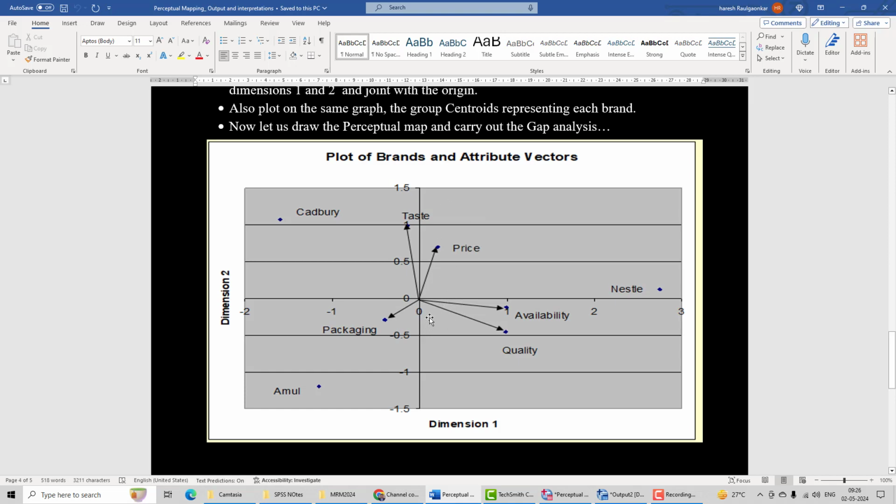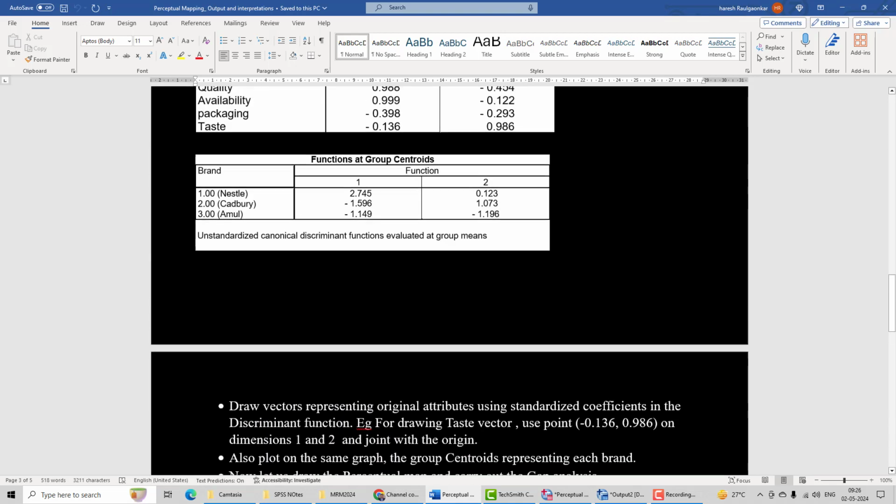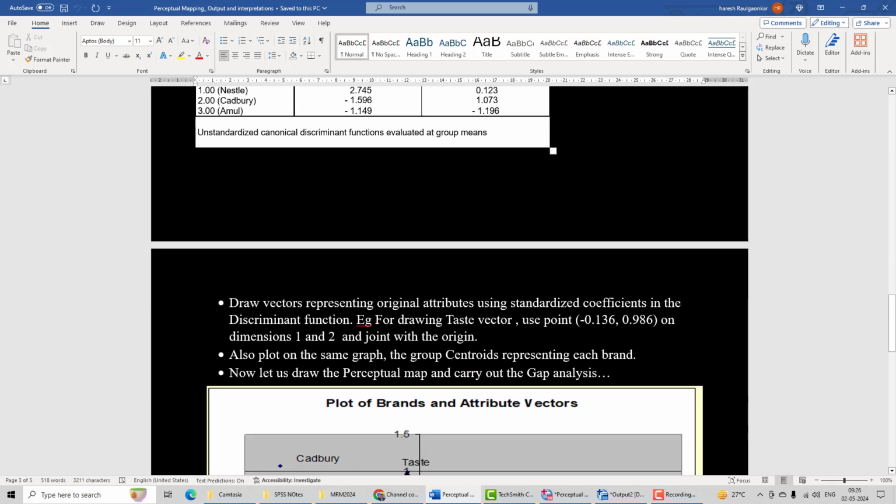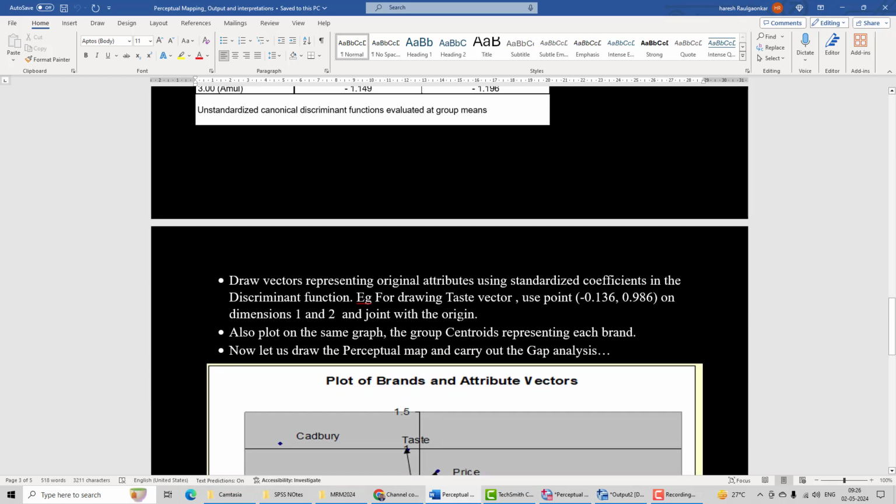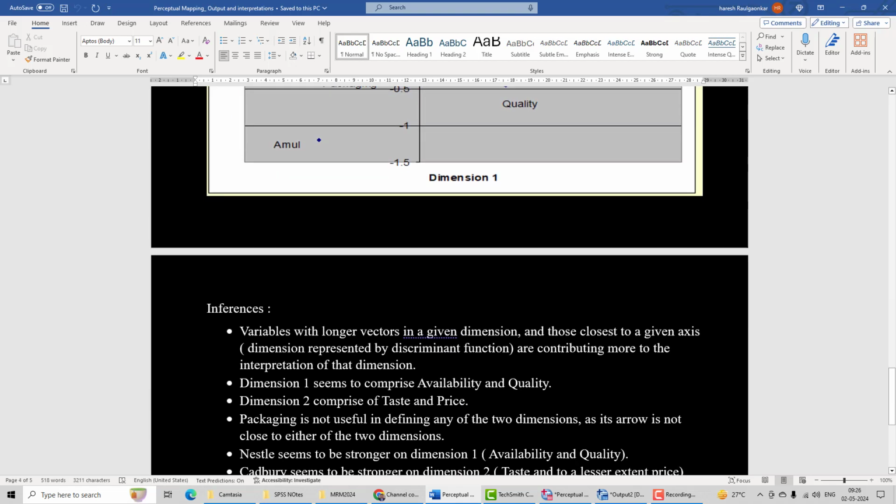So that's what we will use, so that we understand the variables on the longer variable vectors in a given dimension. So dimension 1 seems to be comprised of availability and quality, and dimension 2 comprised of taste and price, right?